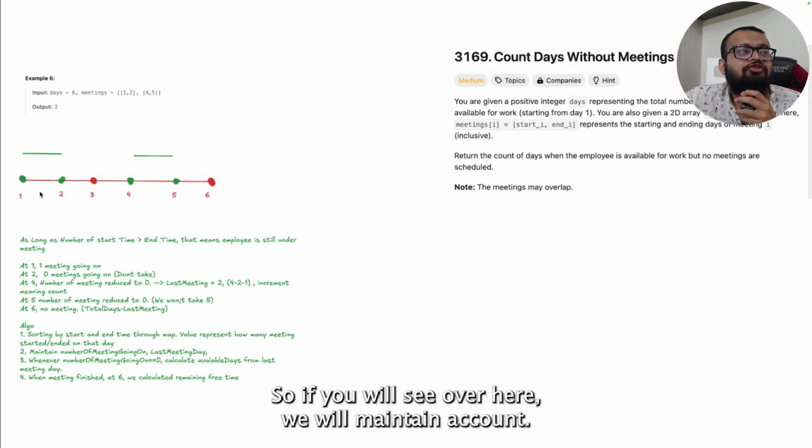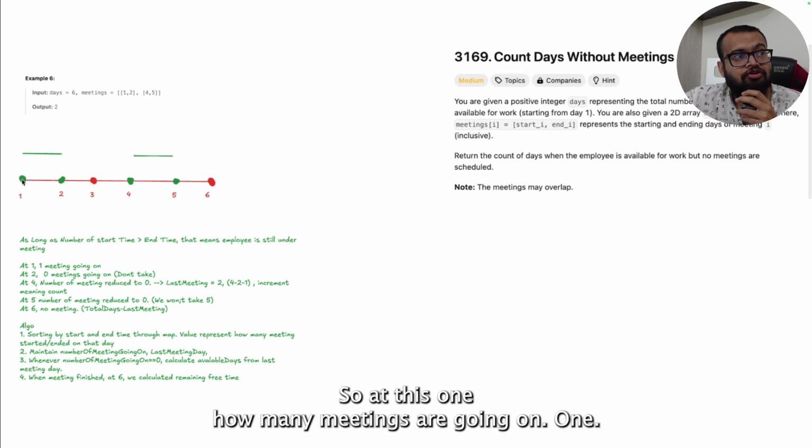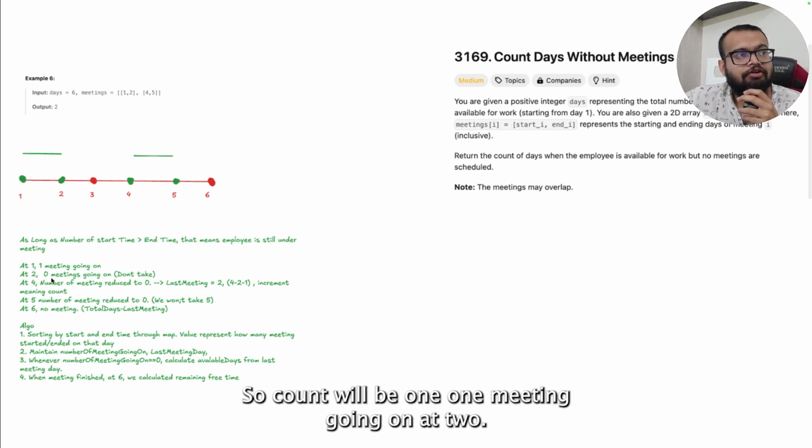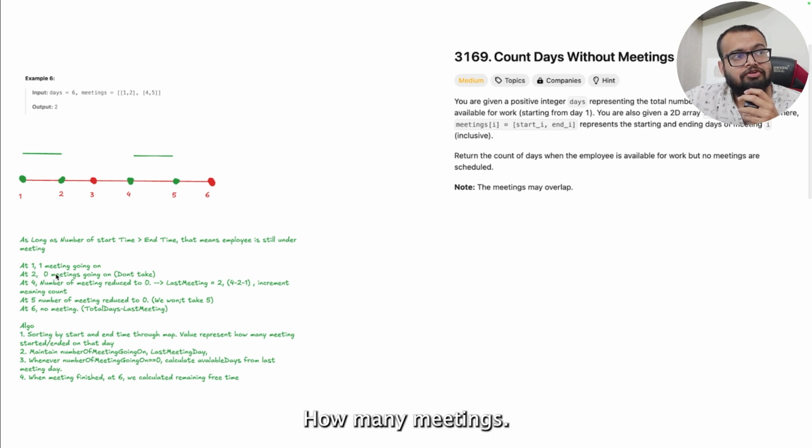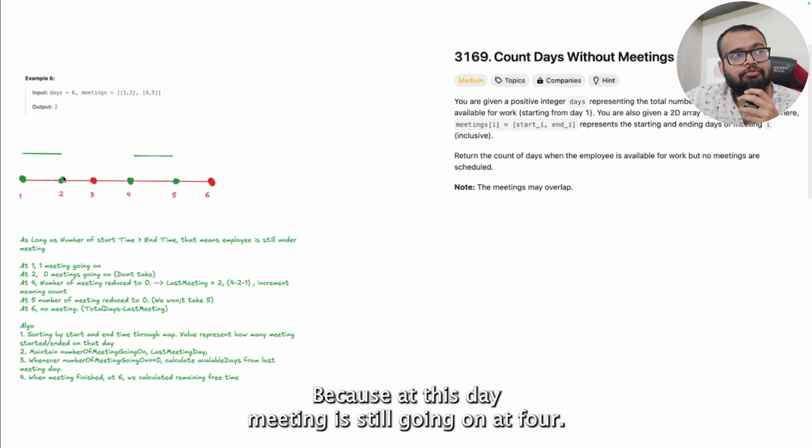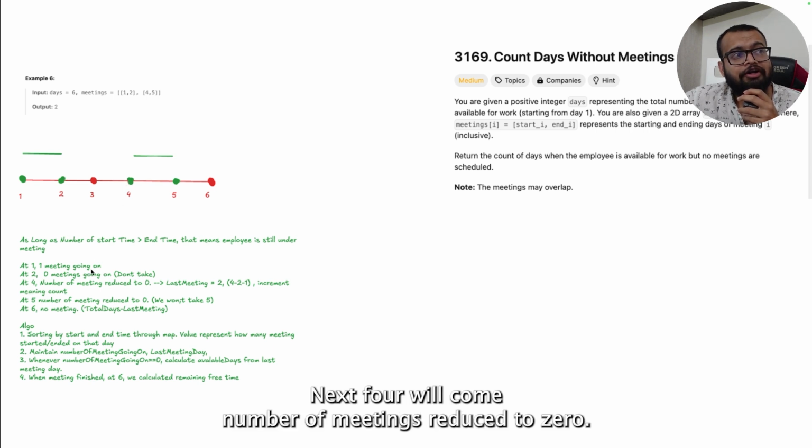So if you see over here, we will maintain a count. At this 1, how many meetings are going on? 1. So the count will be 1 meeting going on. At 2, how many meetings? 0 meetings going on, but don't take it, because on this day the meeting is still going on. At 4, the next 4 will come, and the number of meetings is reduced to 0.